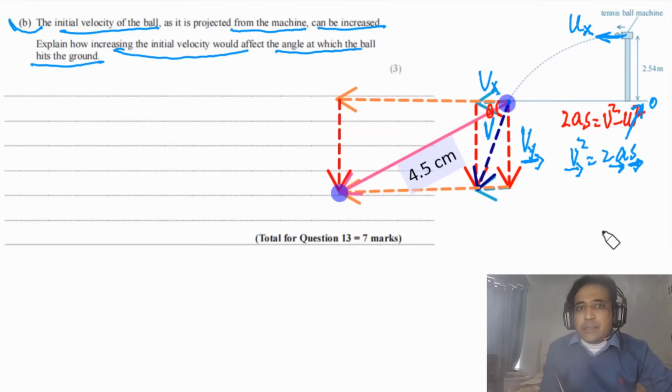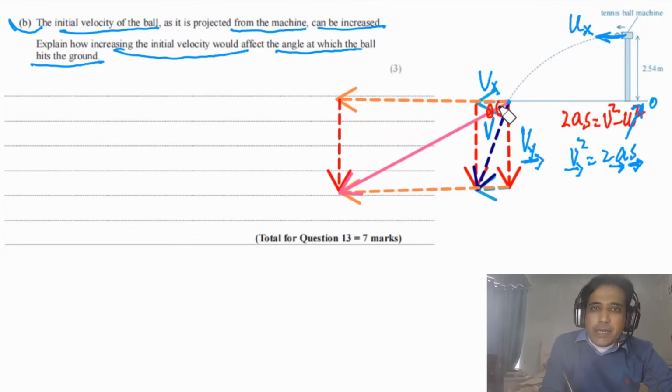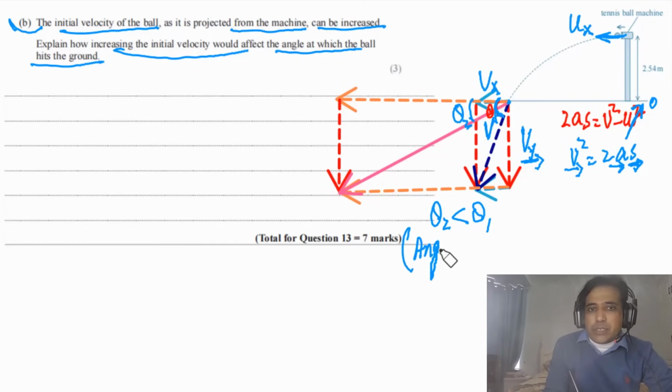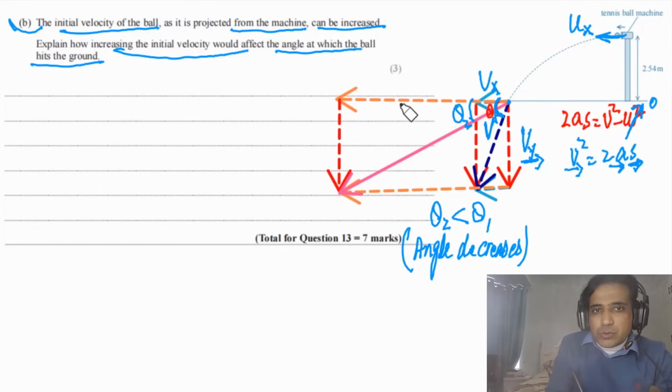Now if you look at the angle, the initial angle we have is this one, so this was our first angle, and our new angle is this one. So I can say this is theta 1, this is theta 2. Now you can see in this case theta 2 is smaller than theta 1, so it means angle decreases. Why does angle decrease? Because horizontal component increases. So that's the reason angle with horizontal decreases.